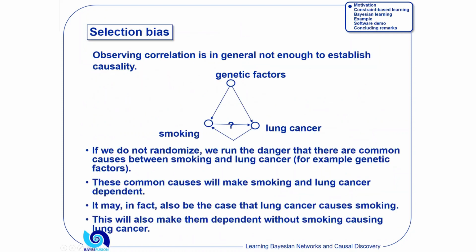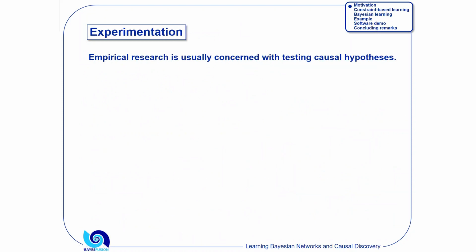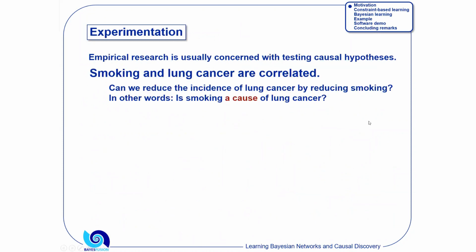Now, experimentation is essentially focusing on causality, on causal hypotheses. Suppose you observe a correlation between smoking and lung cancer. That correlation was observed in the 19th century already. And you want to find out whether smoking is a cause of lung cancer.